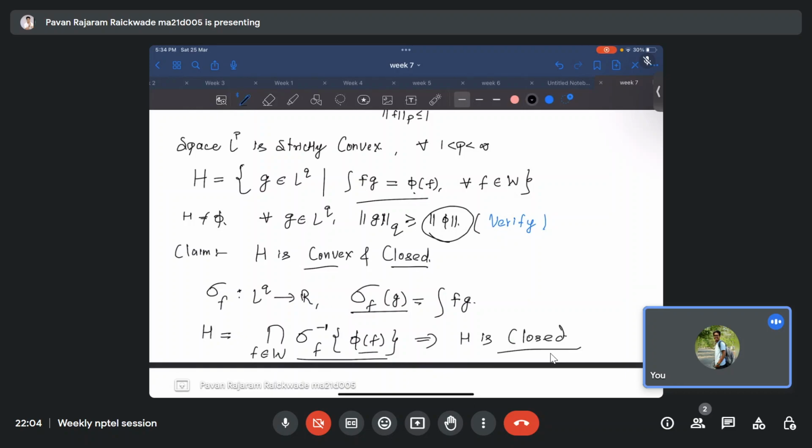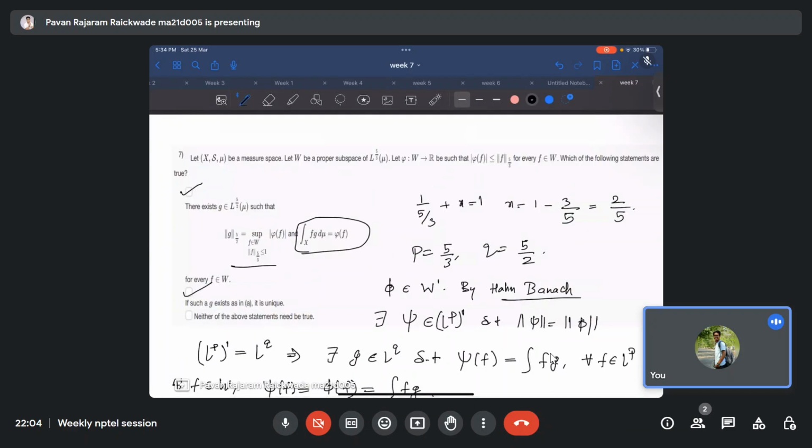You should verify the argument once yourself. It's just an observation. Hence H will be a closed convex subset of a strictly convex space, so there exists a unique element of least norm, and that will be our extension.